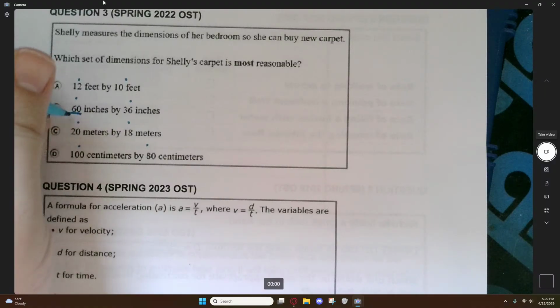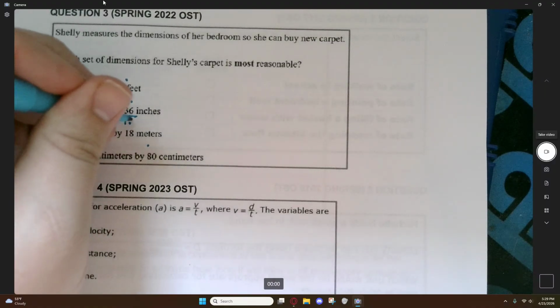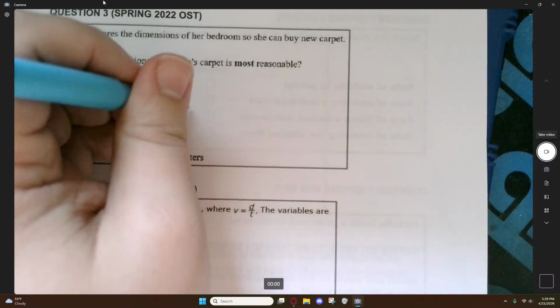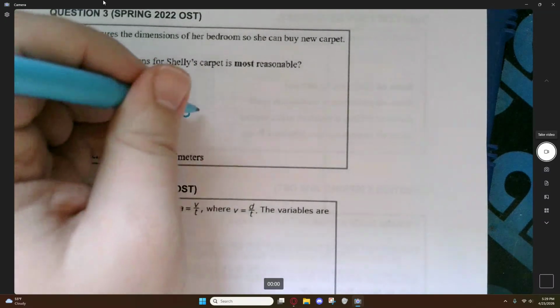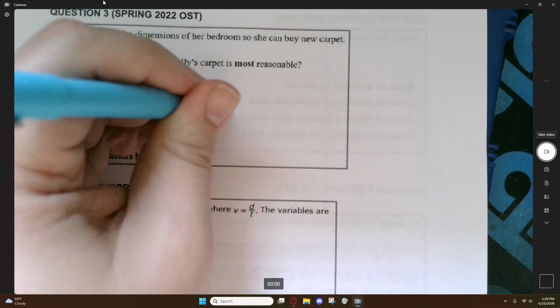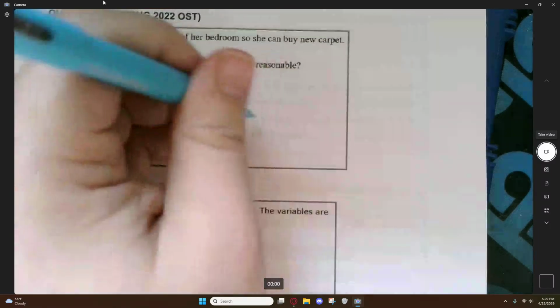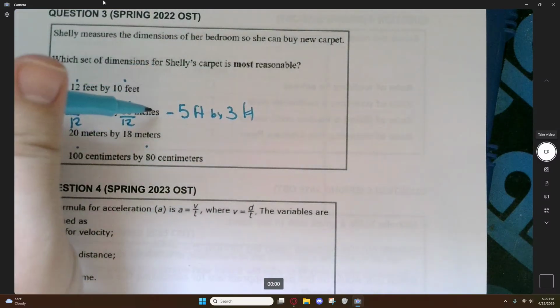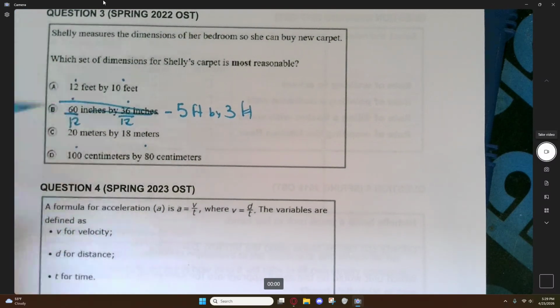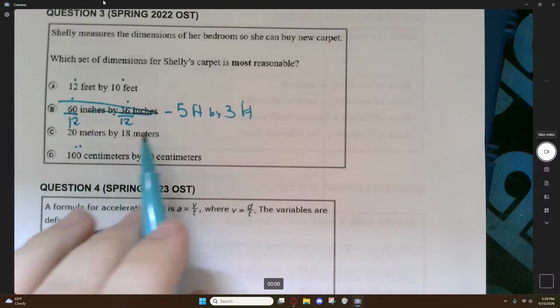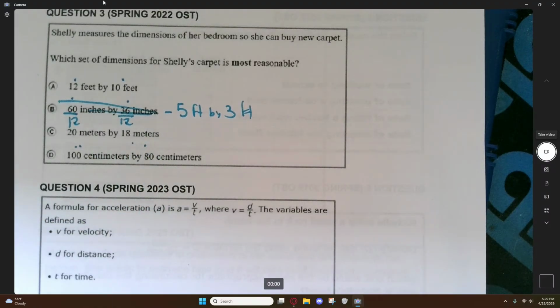So if you did 60 divided by 12, 36 divided by 12, right, that would be 5 feet by 3 feet. Could you live in a bedroom that is 5 feet by 3 feet? No. Okay, 20 meters by 18 meters.